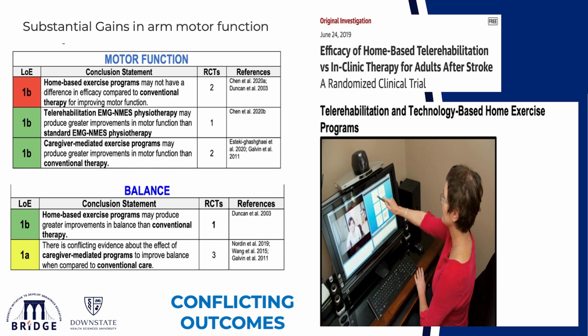Telerehabilitation may produce greater improvements compared to standard EMG or neuromuscular electrical stimulation physical therapy. And caregiver-mediated programs can also produce greater improvements in motor function than conventional therapy. So that is all related to someone's ability to actually improve that strength in the upper limb. Balance, on the other side, has slightly different outcomes. Home-based exercise programs can produce greater improvements in balance than conventional therapy, but there is conflicting evidence that the effects of caregiver-mediated programs help to improve balance therapy.